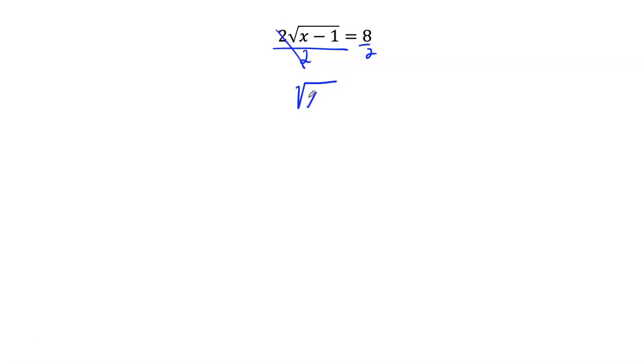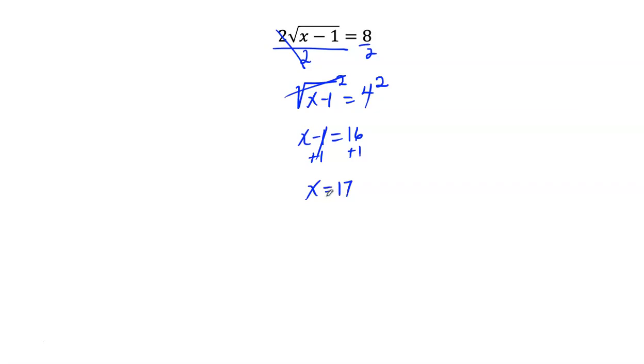That gives me the square root of x minus 1 equals 8 divided by 2 is 4. Now that the radical is by itself, I can remove it by squaring, because the opposite of a square root is to square. But whatever I do on one side of the equation, I have to do the same on the other. Here it cancels, and I have x minus 1. Over here, 4 squared, 4 times 4 is 16. And now I just solve for x. I add 1, and I get x is equal to 17.